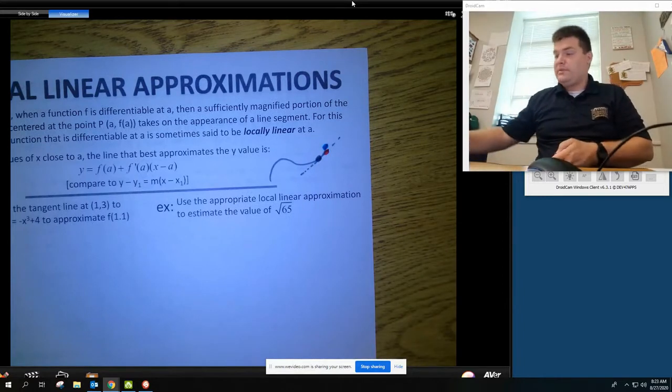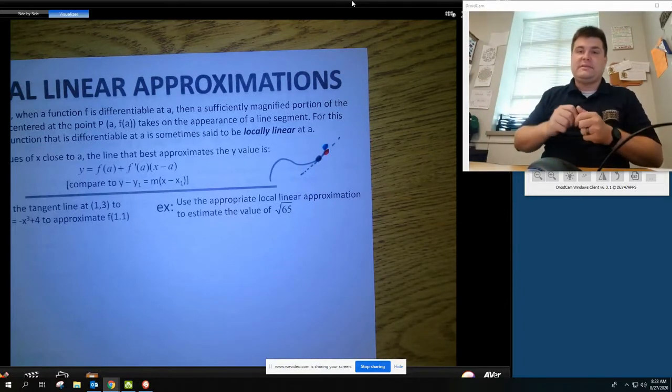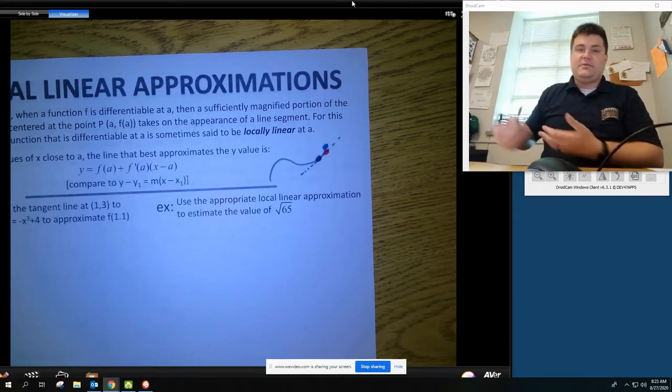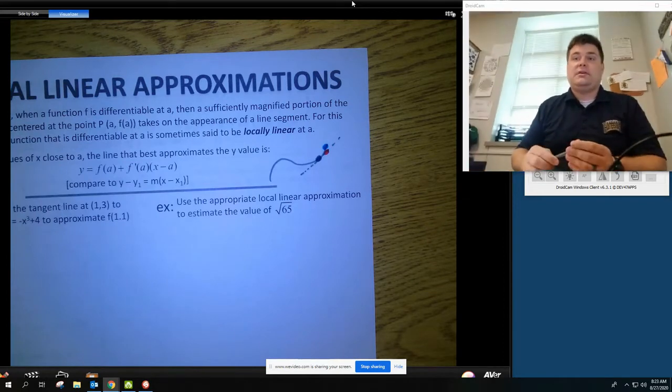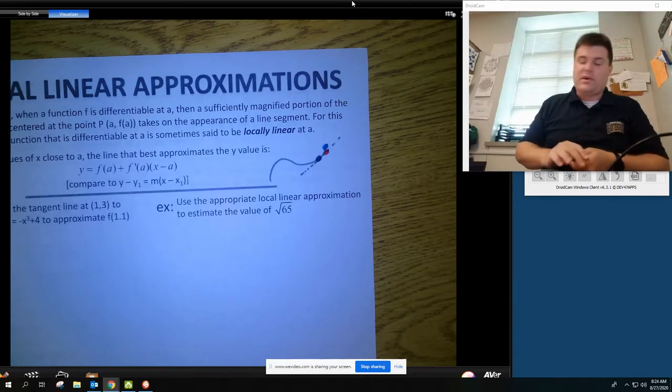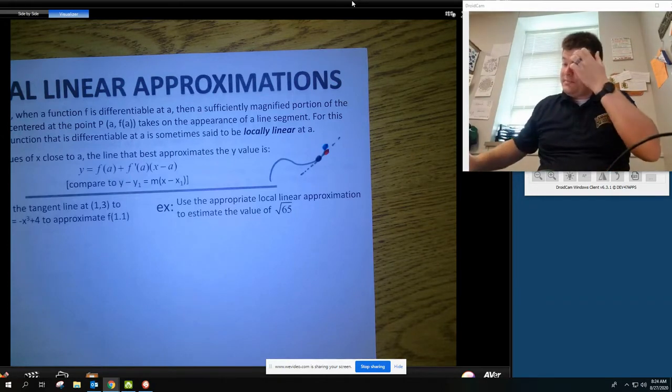So as we get closer and closer to the actual point, the more and more accurate it actually is. So that's what's really going to be going on for these local linear approximations, is using the tangent line to approximate values of the curve, because it's much easier to plug in a number into a linear equation than it is, for instance, a cubic or a square root or anything like that. So let's look at our first example here.